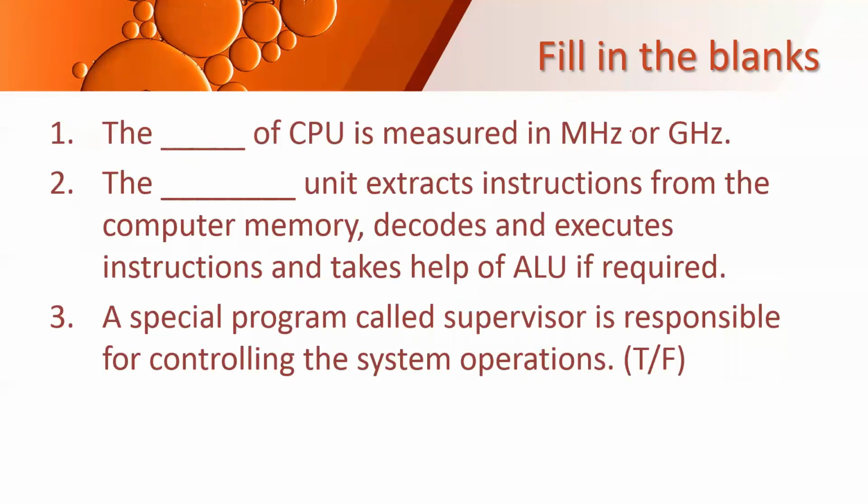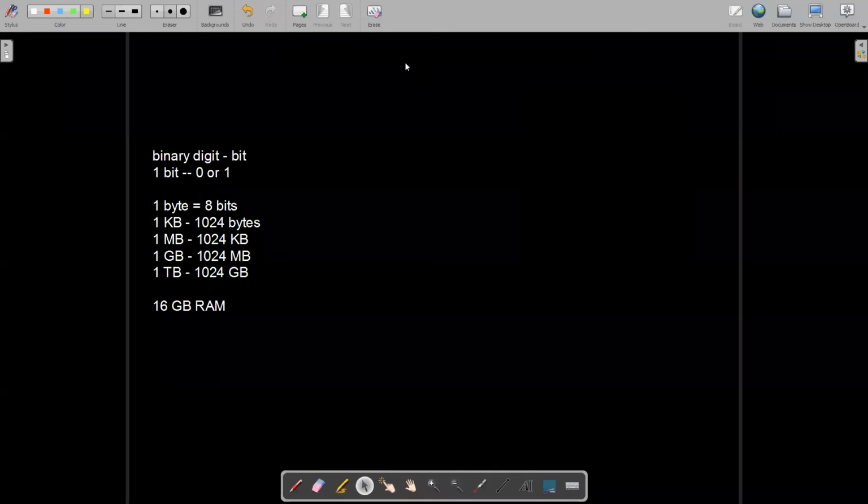The dash of CPU is measured in megahertz or gigahertz. Speed, very good. The dash unit extracts instructions from the computer memory, decodes and executes instructions, and takes help of ALU if required. Yes, control unit, very good. A special program called supervisor is responsible for controlling the system operations. I'll give you the answer to this question. It is true. That supervisor is actually your operating system which you are using.